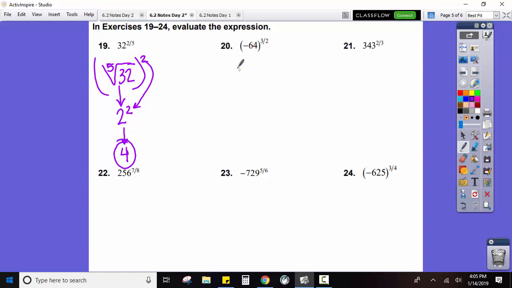Negative 64 to the 3/2 power. So the square root, that is the denominator, of negative 64, all to the third power. Okay, here, the square root of negative 64 is not possible because no number times itself gives us negative 64. If it were positive 64, then we could say it's 8. But in this case, there are no real roots.